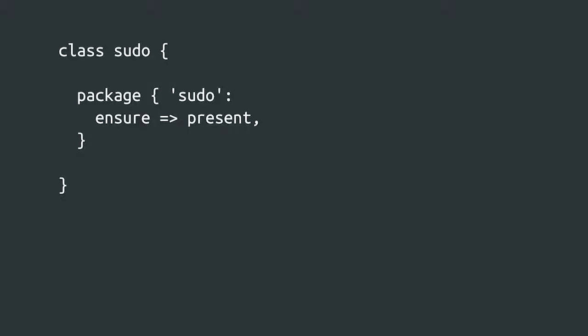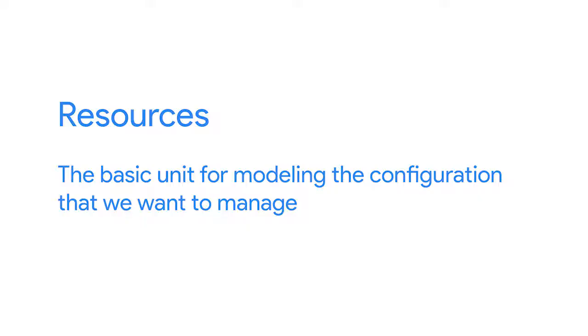In our last video, we saw an example that installed the sudo package in a computer. To do that, our example used the package keyword, declaring a package resource. In Puppet, resources are the basic unit for modeling the configuration that we want to manage. In other words, each resource specifies one configuration that we're trying to manage, like a service, a package, or a file. Let's look at another example.